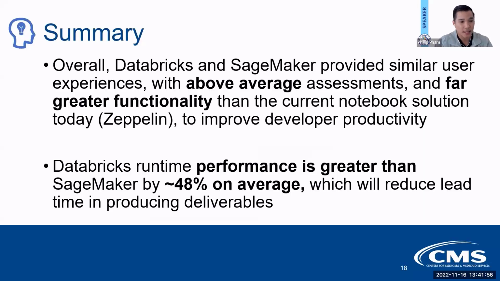So to summarize, a few of the highlights that I've touched on so far: Databricks and SageMaker provide similar user experiences with above average assessment and far greater functionality than the current solution for notebooks, which is Zeppelin 4 today, in order to improve development productivity. Databricks runtime performance is greater than SageMaker by about 48% on average.